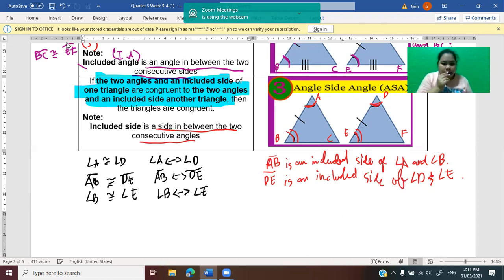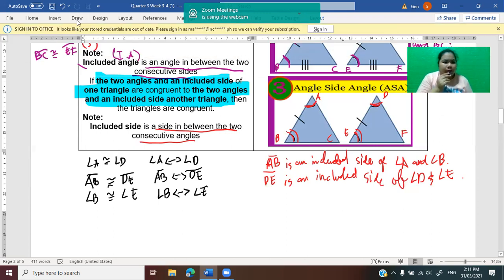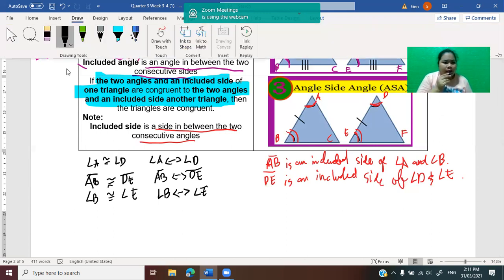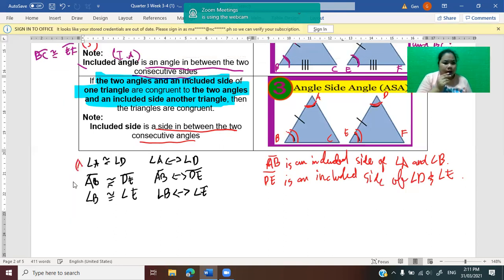So, let us check the arrangement ng congruent parts pala, sorry. So, angle, palitan natin ng red ito. So, we have angle, side, angle. That's why it is called as ASA congruence theorem, because the arrangement is angle, side, and angle.